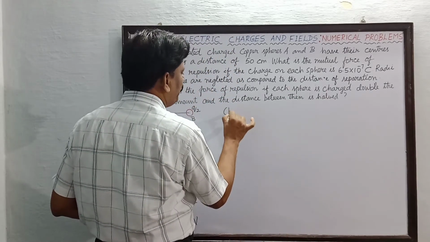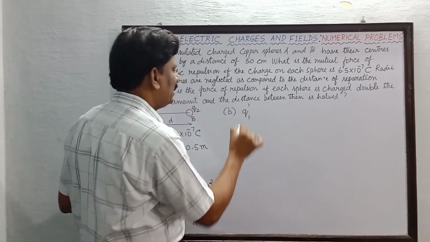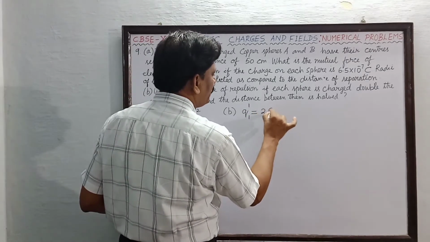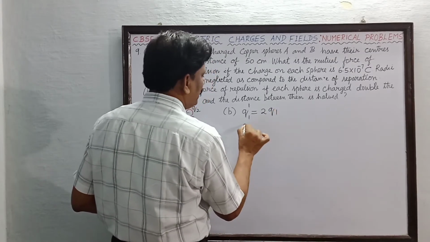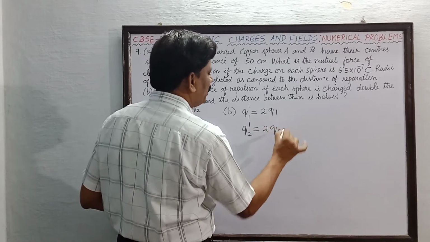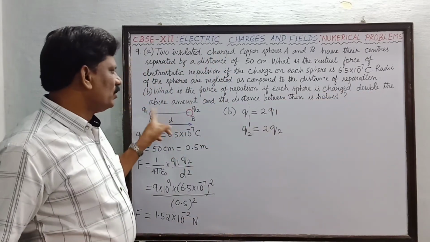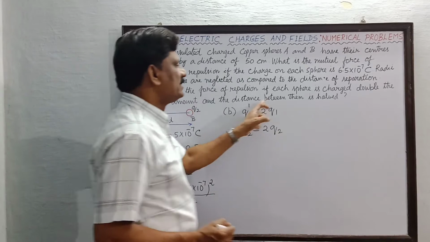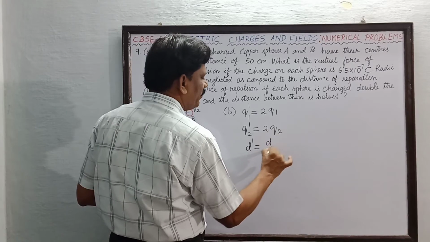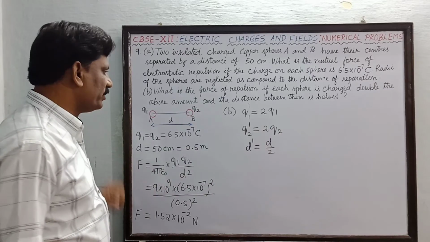So for subdivision B, I will take Q1 dash, the charge on the first sphere, equal to 2 times Q1, and Q2 dash equal to 2 times the charge Q2. That's the meaning, because the charges are double the above amounts Q1 and Q2. Then the distance between them is halved, so D dash is equal to D by 2. I am going to substitute this condition in the above equation.